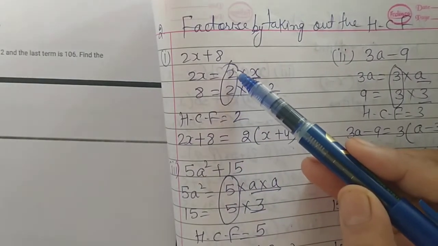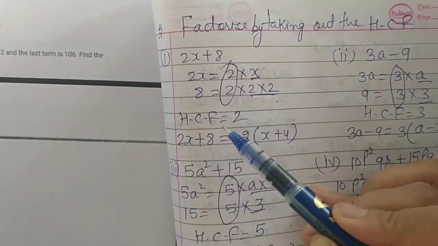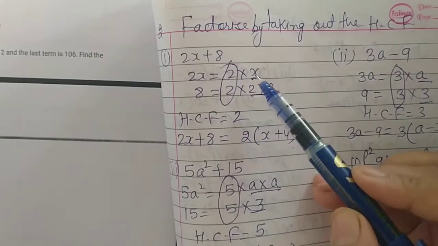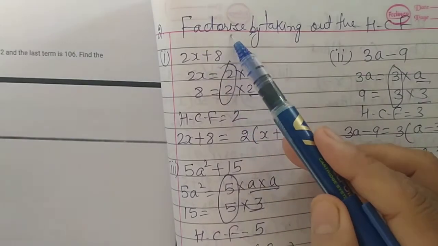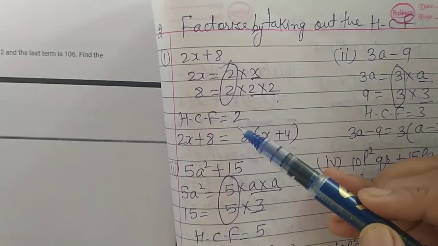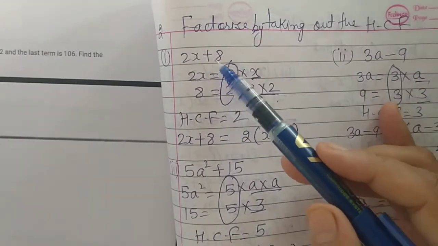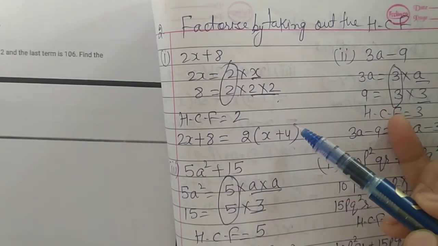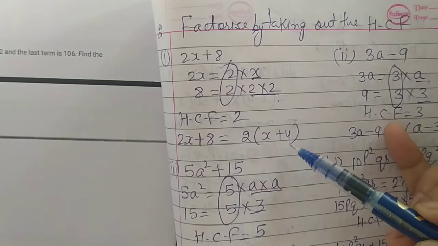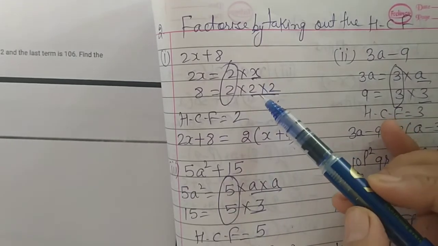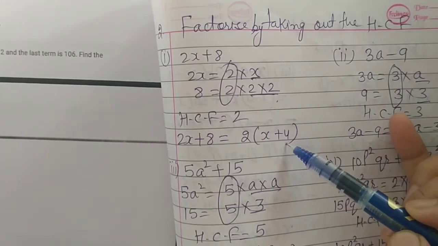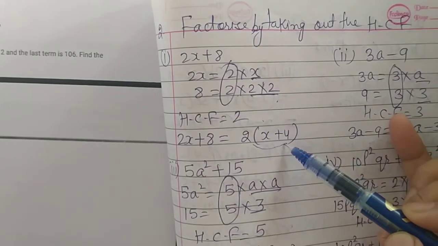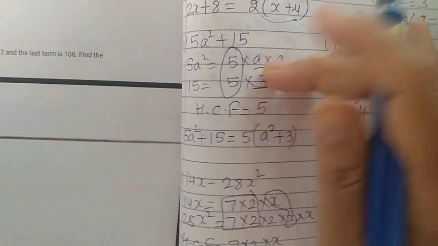So children, here 2 is common, so we will write HCF 2. So we will make factor here. How we will use HCF for factorization? Write the same terms, take the HCF outside, and what is left will come in the bracket. So here x is left, 2 into 2 is 4 left, so those terms we will keep in the bracket.